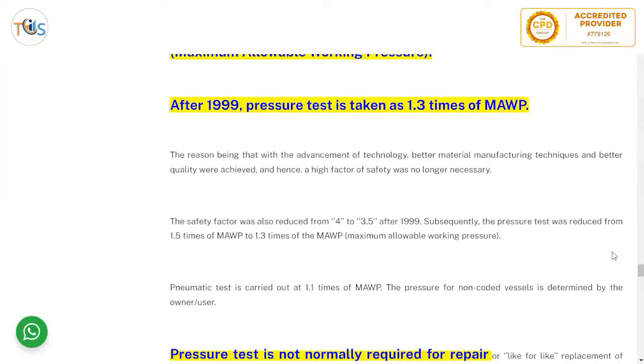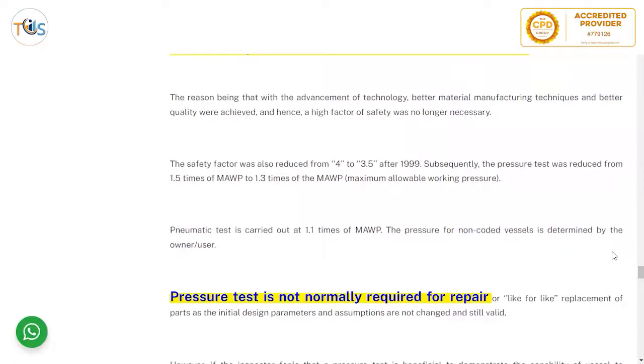The reason being that with the advancement of technology, better material manufacturing technique and better quality were achieved, and hence a higher factor of safety was no longer necessary. The safety factor was also reduced from 4 to 3.5 after 1999. Subsequently, the pressure test was reduced from 1.5 times of MAWP to 1.3 times of maximum allowable working pressure.